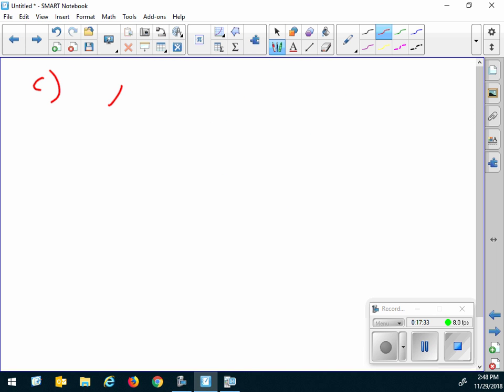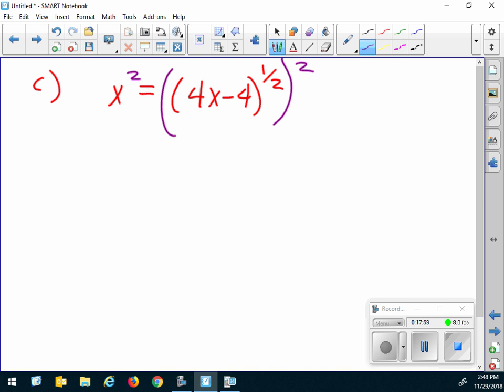X equals 4x minus 4 to the 1/2 power. What would you multiply 1/2 by to get 1? 2 over 1, which is just 2. So what would we do to both sides? We square both sides, right? Because remember, 1/2 power really just means square root, and to undo a square root, you square. So this tells me that x squared equals what? 4x minus 4.